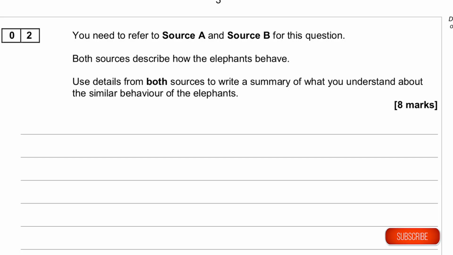Question 2, you need to refer to source A and source B for this question. Both sources describe how the elephants behave. Use details from both sources to write a summary of what you understand about the similar behavior of the elephants.